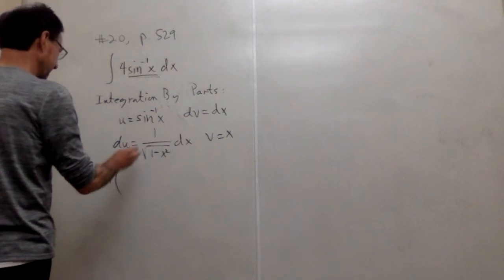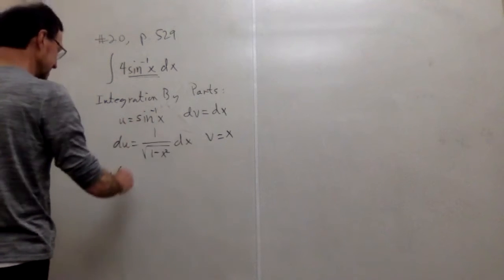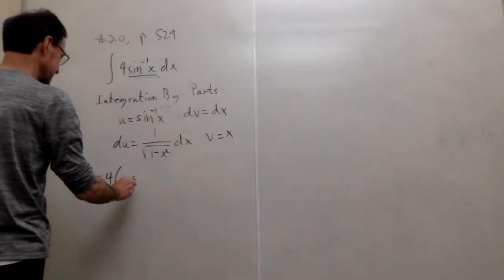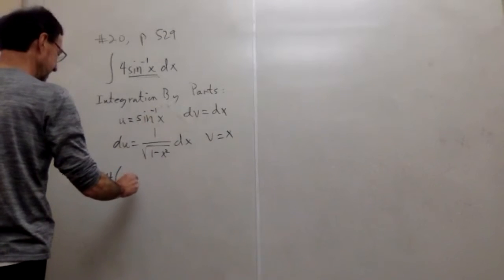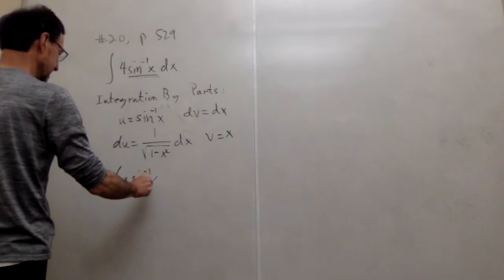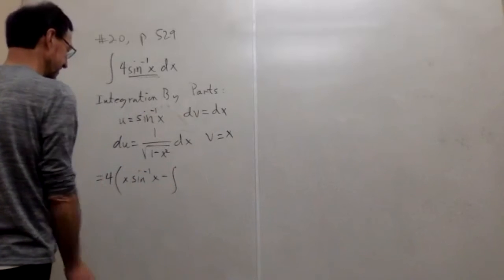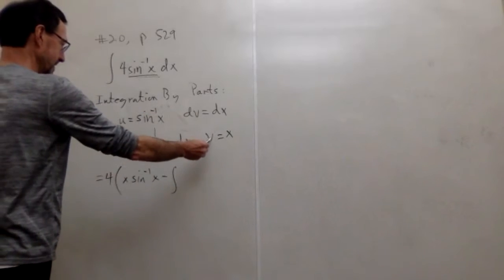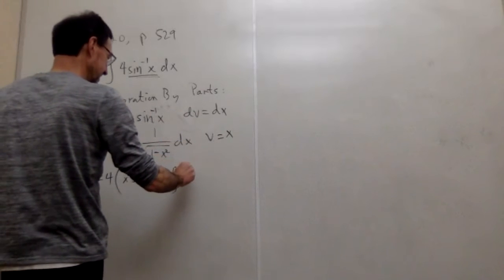Now we're going to take the 4 out. Then integration by parts says uv goes in next, x inverse sine of x. And then the trade-off integral here is v du.